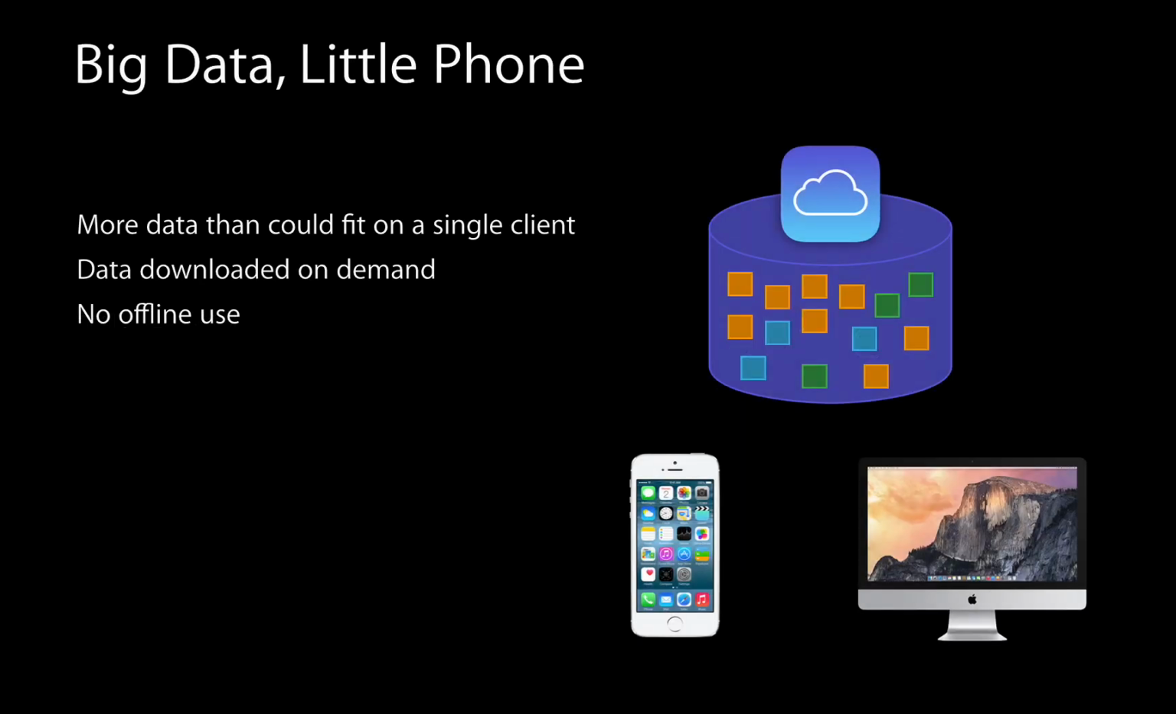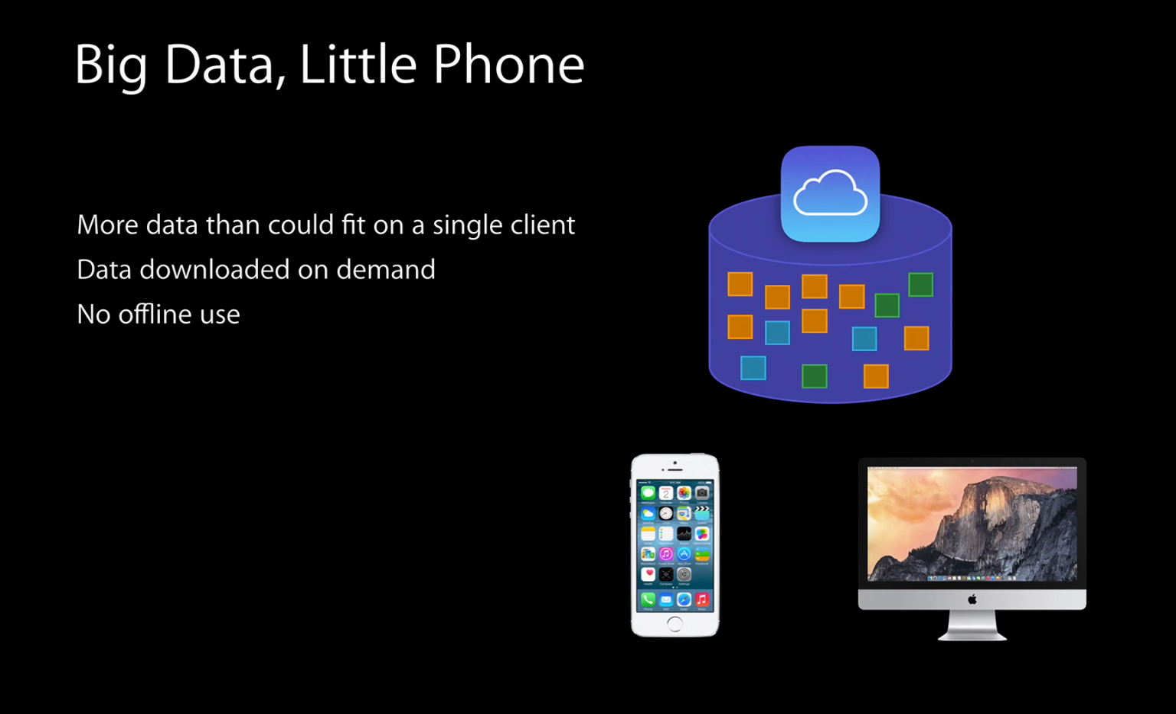So if you remember from the introductory talk, we talked about what we call big data, little phone. That's that case where we have a lot of data on the server. It's not all going to fit on one phone, and you download it and view it on demand. So you can see these clients are downloading records, viewing them, and the truth lives up on the server.